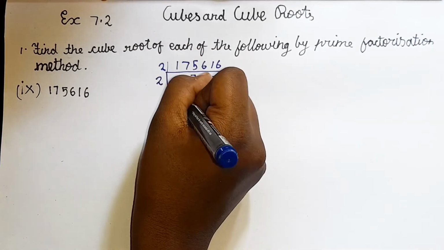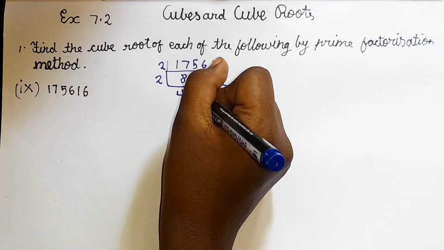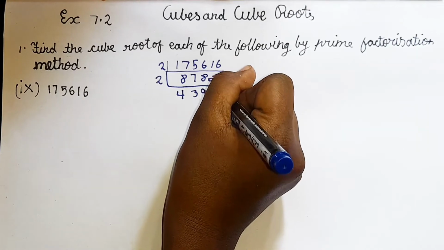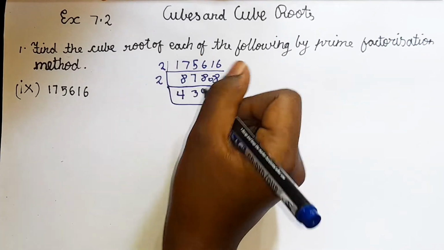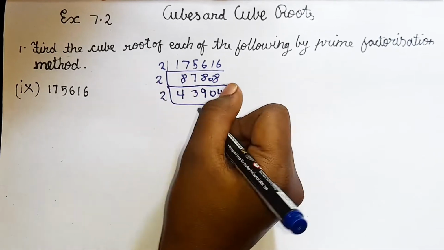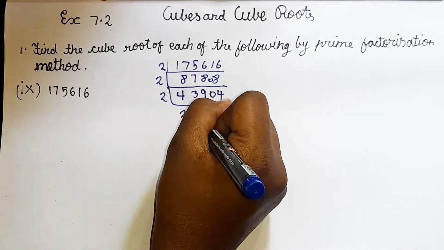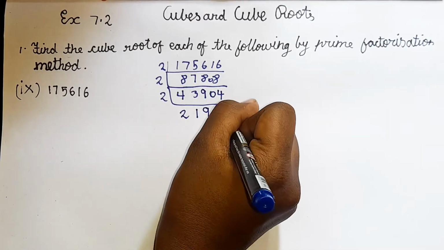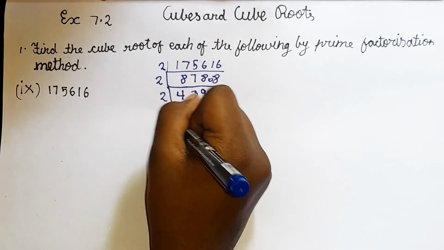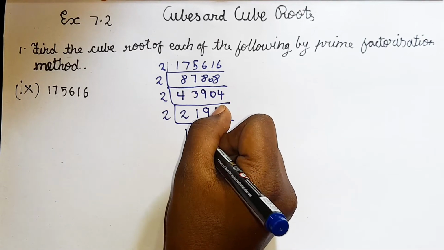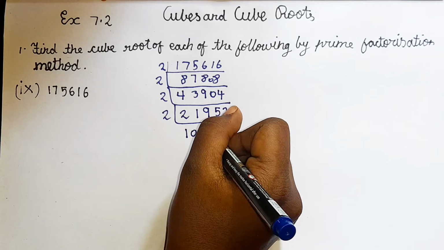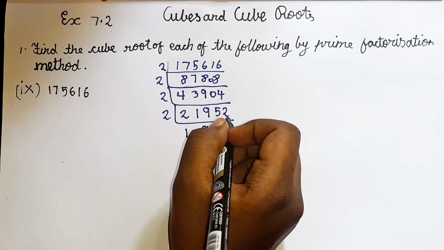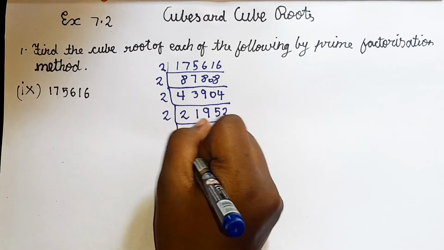Okay, so 2 4s are 8 and then 3 2s are 6, 1 carry, 9 2s are 18, 0 as it is, 4 2s are 8. Again 2 table, 2 2s are 4, 2 1s are 2, 1 carry, 9 2s are 18, 1 carry, 5 2s are 10, 2 2s are 4. Again 2 table, 2 1s are 2 and then 0 here, okay? After that, 9 2s are 18, 1 carry, 7 2s are 14, 1 carry, 6 2s are 12.